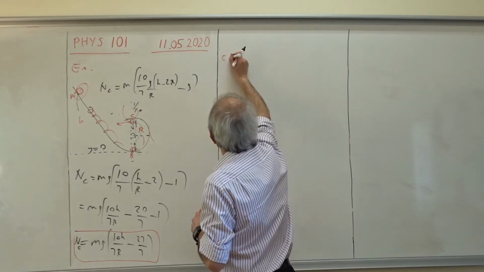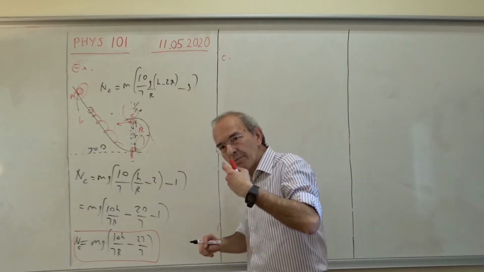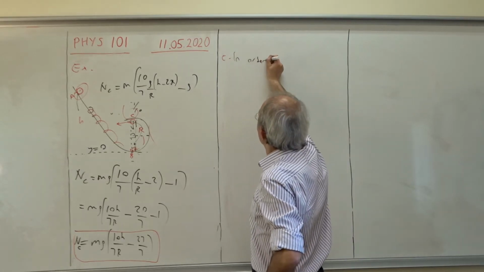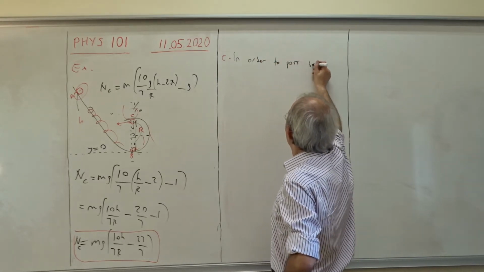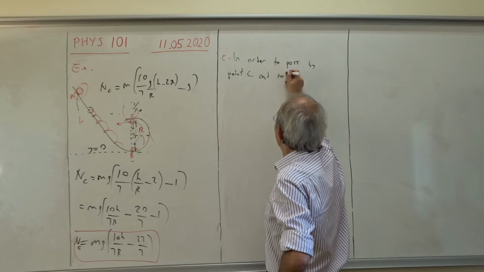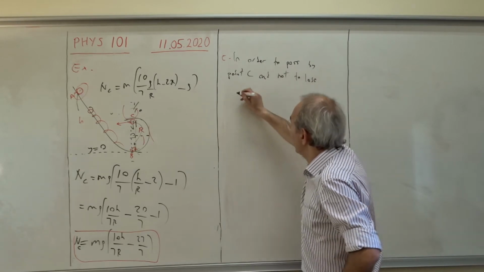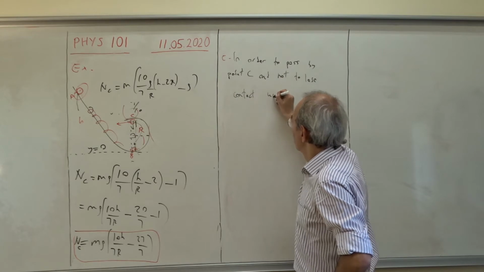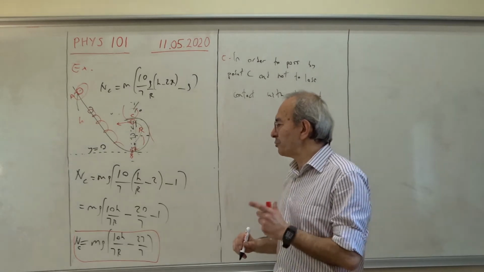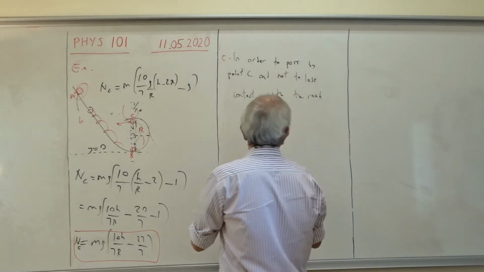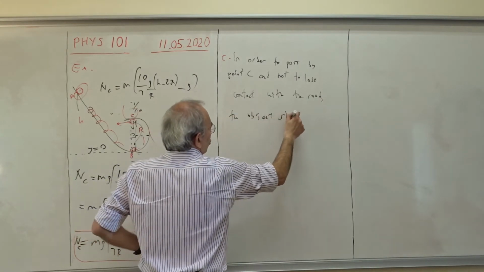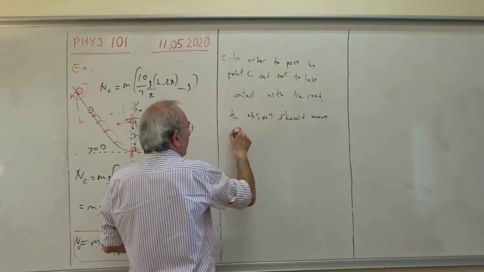Part C. In order to pass by point C and not to lose contact with the road, normal force should at least be 0. Normal force cannot be negative. The object should move only by its weight.